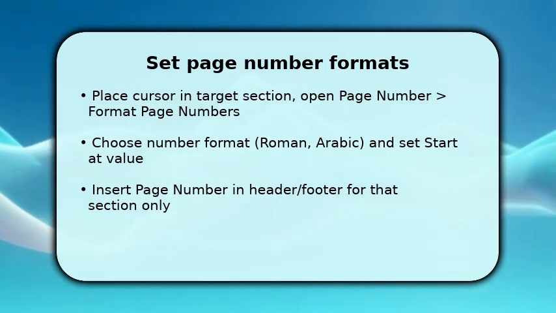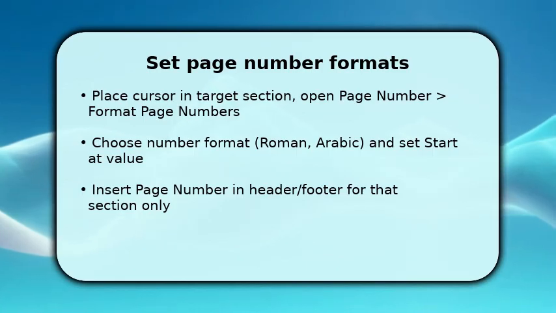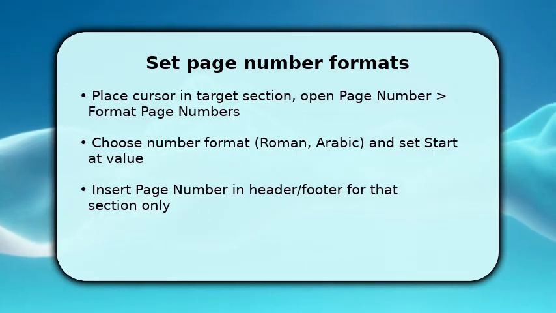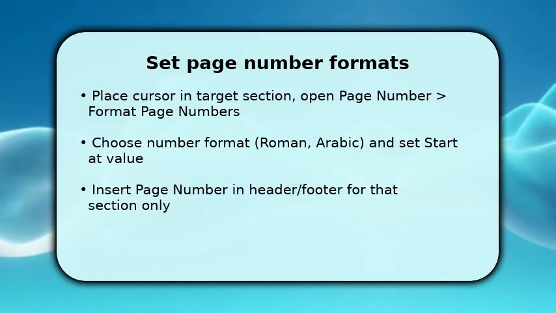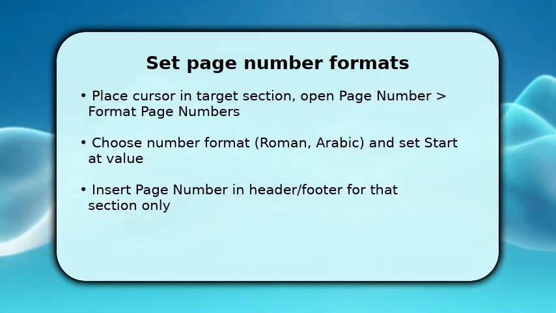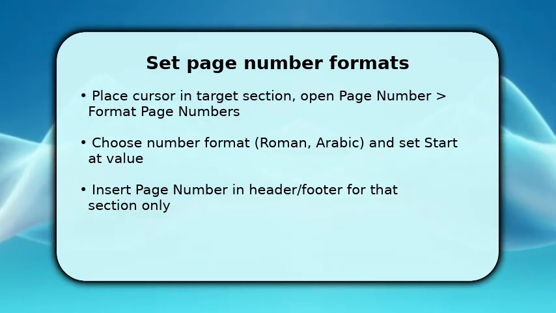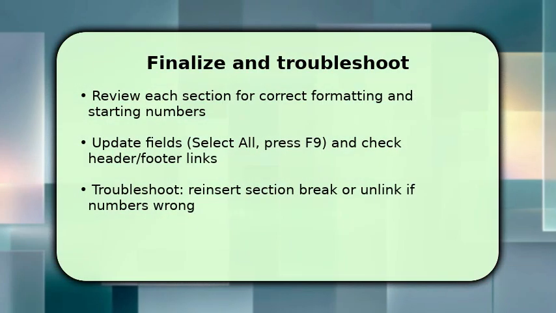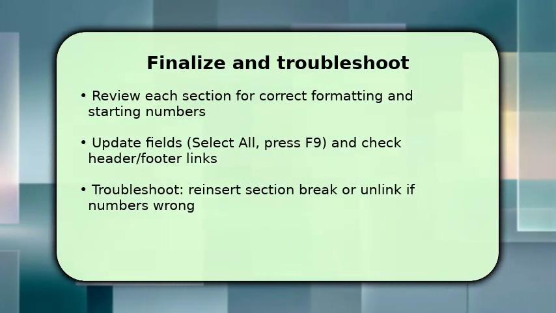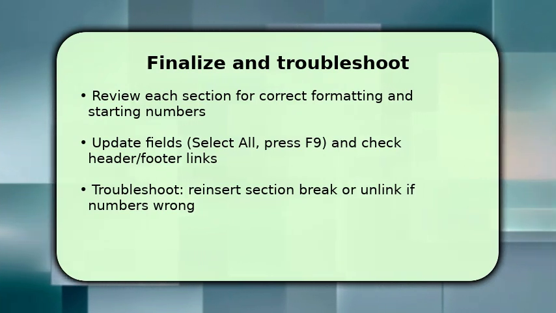This overrides continuous counting. Then insert page number into that section's header or footer, confirming it only applies to the current section. Make sure each section has its own page number if styles differ, otherwise numbers will repeat. To finish, scroll through each section and confirm the chosen format and start values display correctly.